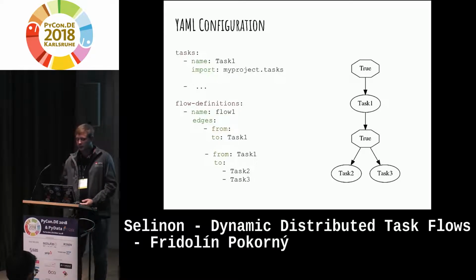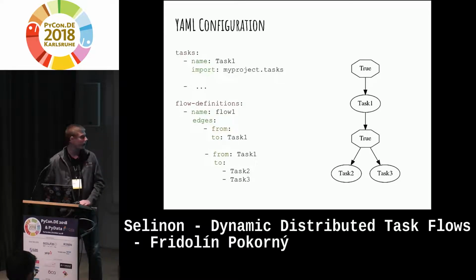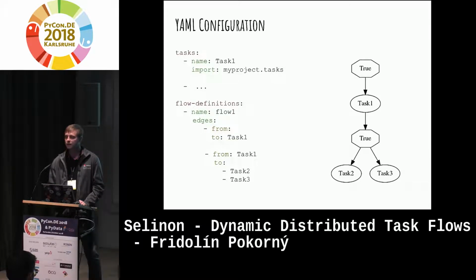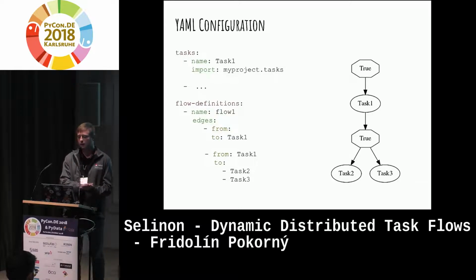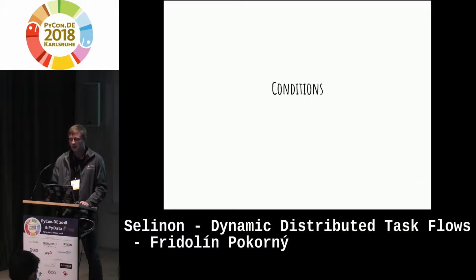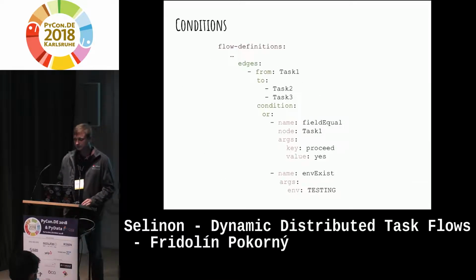You might be wondering, okay, what are these octagons that are shown on the picture? By the way, this picture is directly generated by Selinon. So when you describe declaratively how your flow should look like, you can use Selinon then to visualize this flow. And here you can see these octagons that are automatically injected by Selinon. So what are these octagons? These octagons are conditions. Selinon allows you to conditionally execute or conditionally fire some edge in your task flow.